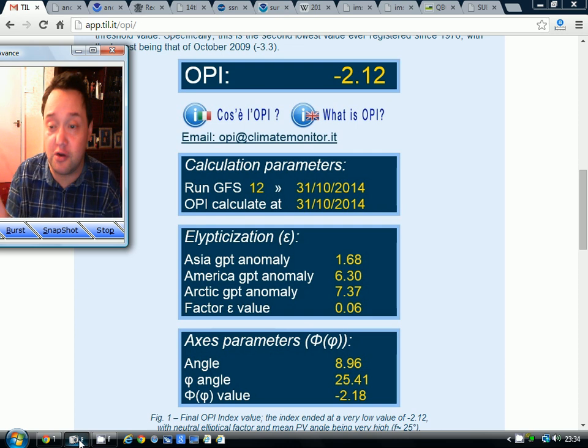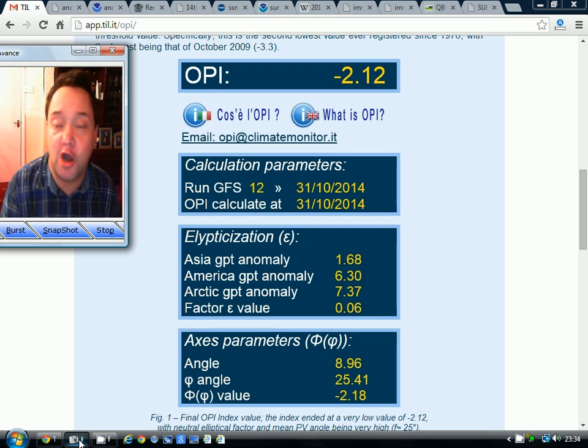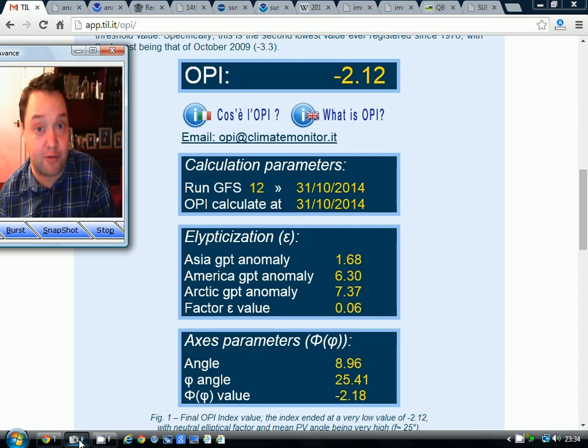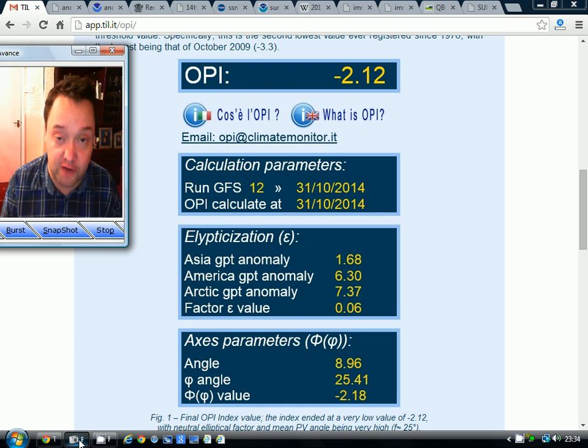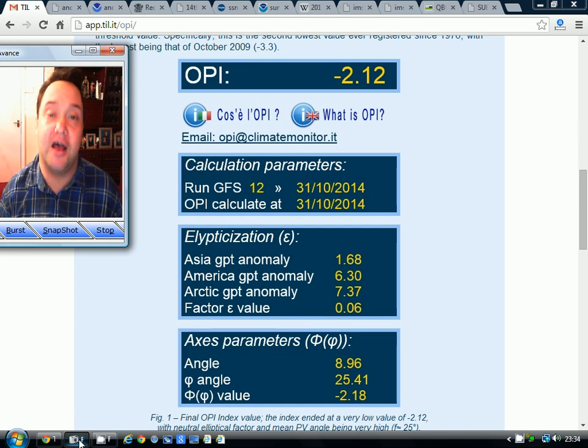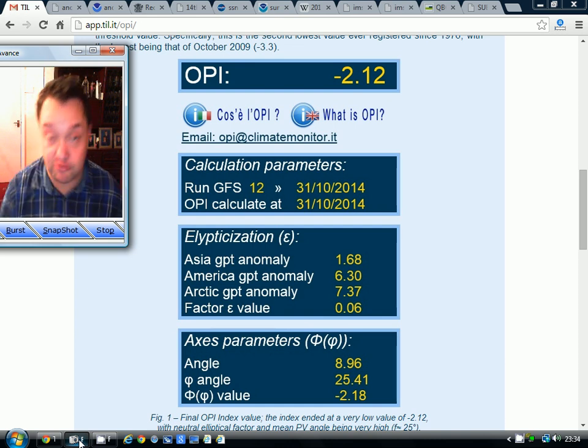So when you get a lot of blocking, a very negative OPI number, this is the theory anyway, I've not tested it, this is the theory, and I believe it's going to be peer reviewed very soon. When you get a lot of blocking over the Arctic in October, that feeds back to a rapid increase in snow cover across Russia through October, and that is what feeds back to the risk of increased blocking through the winter.